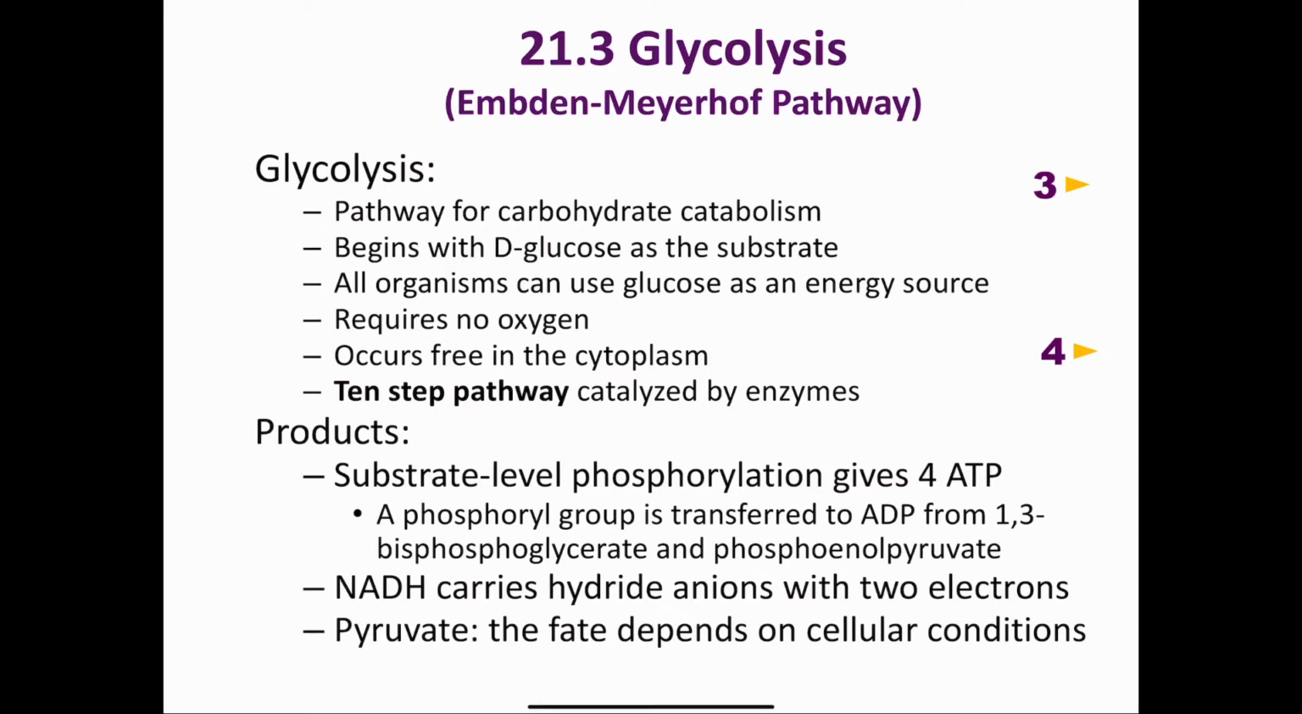Glycolysis, also known as the Embden-Meyerhof pathway, is a pathway for carbohydrate catabolism that begins with the substrate D-glucose. The pathway evolved at a time when the Earth's atmosphere was anaerobic. No free oxygen was available. As a result, glycolysis requires no oxygen. It is an anaerobic process.